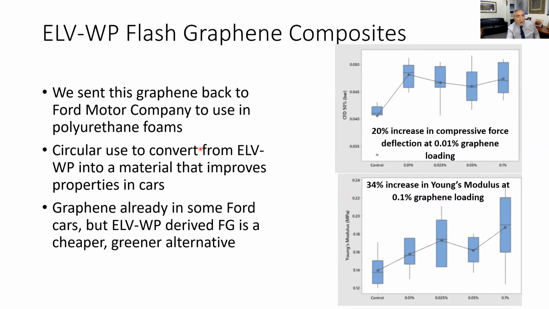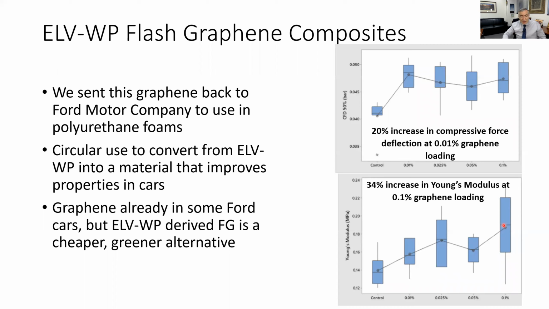We send this back to Ford. Ford put it in their urethane foams, and they see a 20% increase in the compressive force if they add 0.01% of graphene into their foam. If they add 0.025% or 0.1%, you can even see, was it a 34% increase? This is what they wrote, 34% increase in the Young's modulus at 0.1% in their foams. So we're actually able to take end-of-life vehicle plastic and turn it into graphene, which can go back into plastic and strengthen the plastic. So you use 20 to 30% less plastic, which really lightens up the weight of the vehicle.